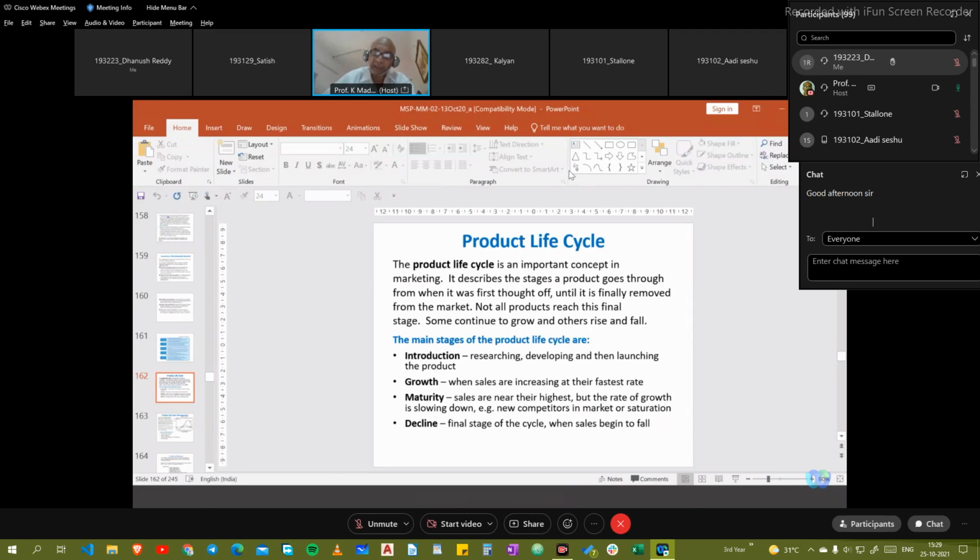So the product life cycle, it happens to be one of the important concept of marketing. And we probably would like to create certain arbitrary stages or phases of this life cycle so that we would be able to analyze the products based on the sales that we achieve over the period of the product's life in the market as it is.